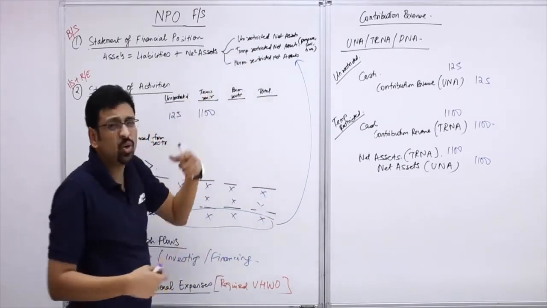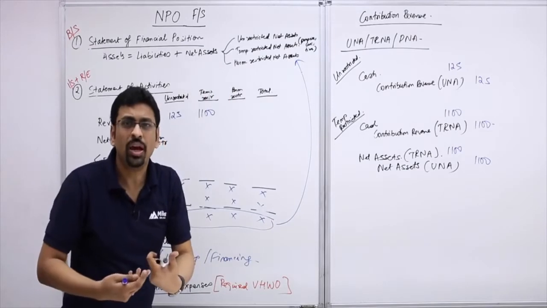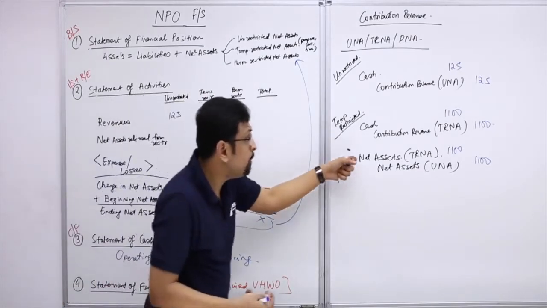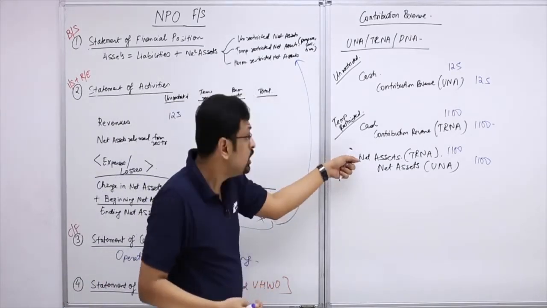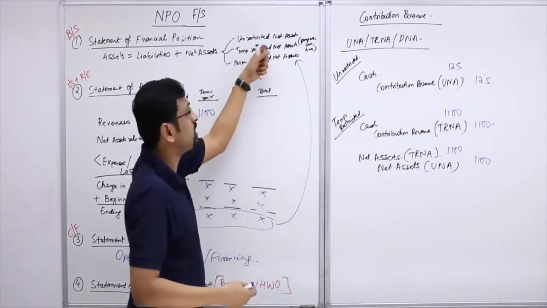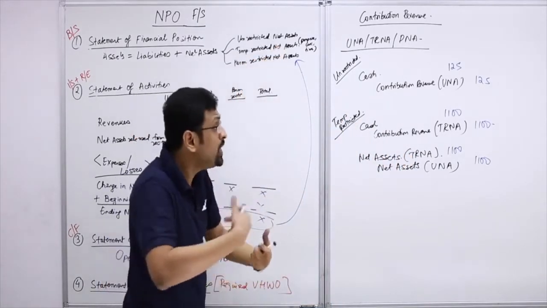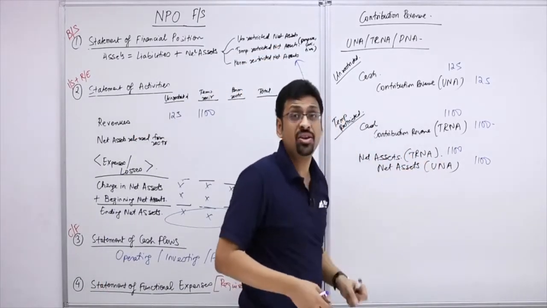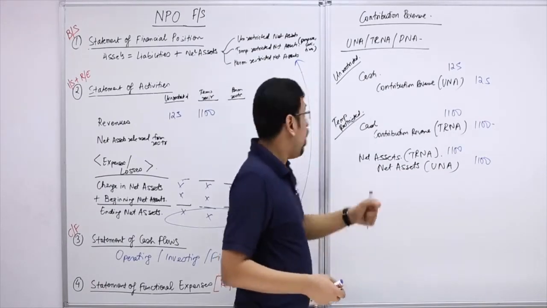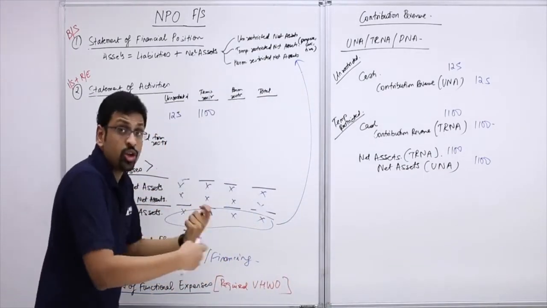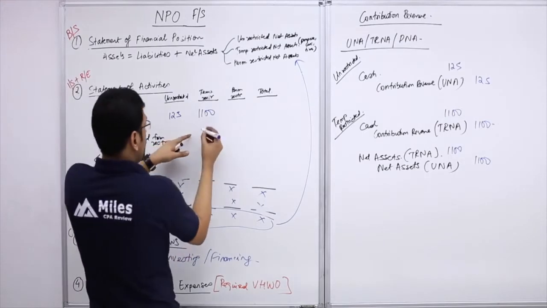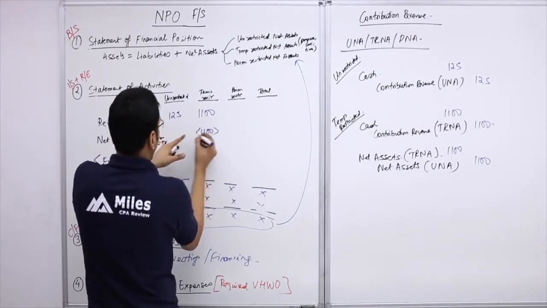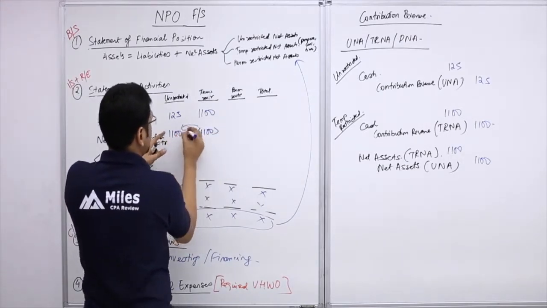Guys, net assets, I told you, it's like an equity account, so it has a credit balance. The moment you debit it, that means you're reducing it. So we are reducing temporarily restricted net assets, and we are increasing, crediting unrestricted net assets. On your statement of activities, you're going to show this release by reducing it from here and increasing it here.